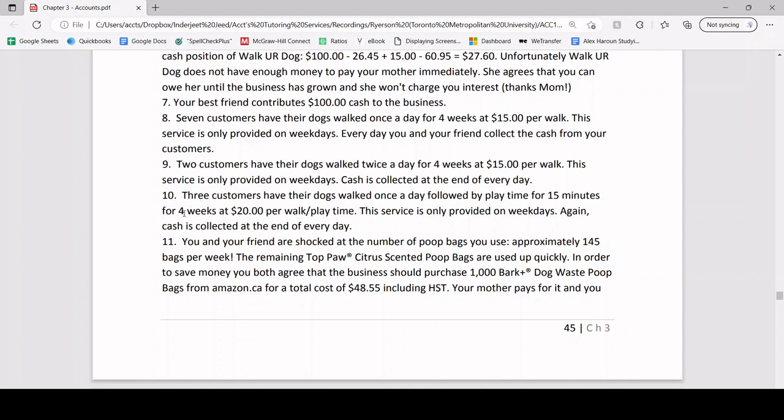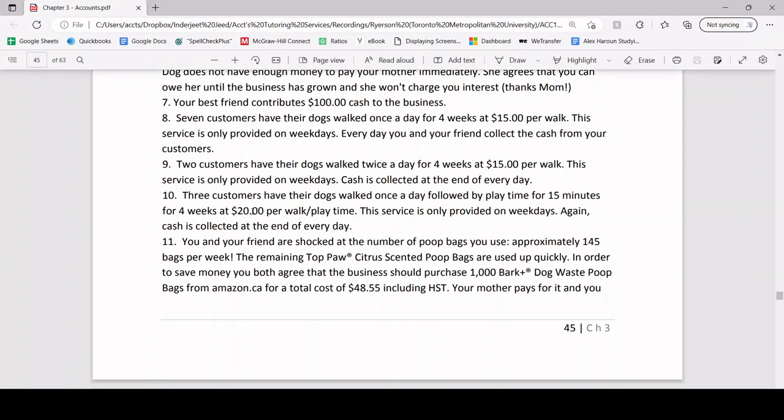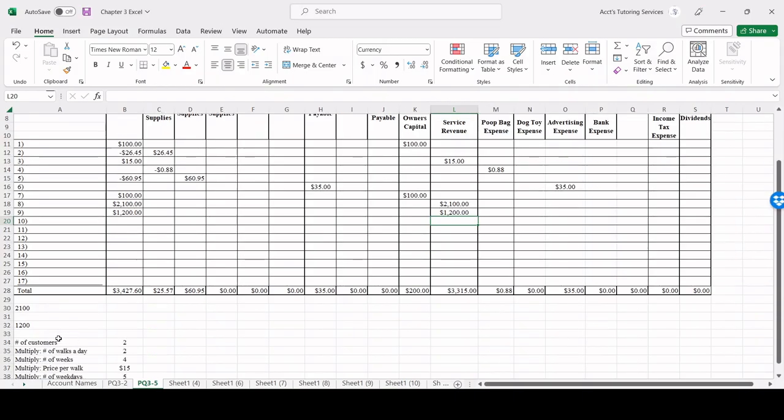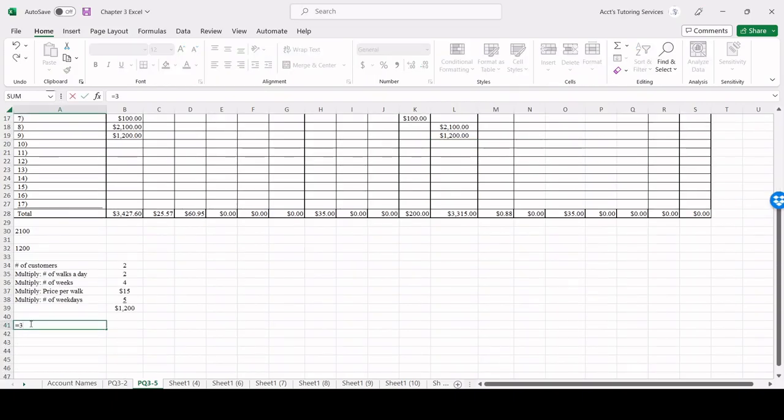So now this calculation is going to change slightly. We're going to do 3 customers times once a day. So just times 1 times 4 weeks times $20 per walk / playtime times 5 weekdays. So once again, let's do it over here. 3 customers times 1. We can even ignore the 1. It doesn't matter, right? Times 4 weeks times $20 times 5. Once again, we got 1200.